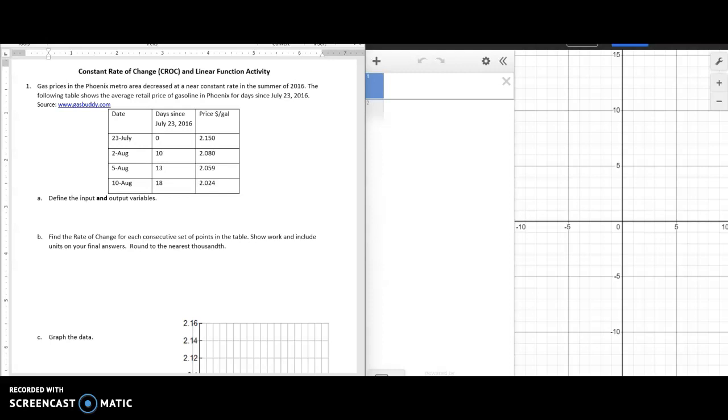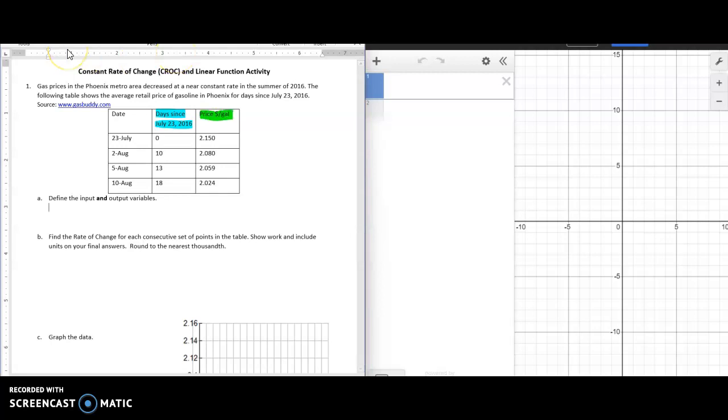So in this video, we're going to look at page 35, and hopefully you took some time to try and fill in the answers on your own, and then now are viewing this video to check what's going on. In question number 1, part A, it says define the input and output variables. We're looking at the gas prices in the Phoenix metro area, which have decreased at a near constant rate during the summer of 2016. This table gives us the date, the days since July 23rd, 2016, and the price of gas. So our input is going to be the days since, and our output is going to be that price.